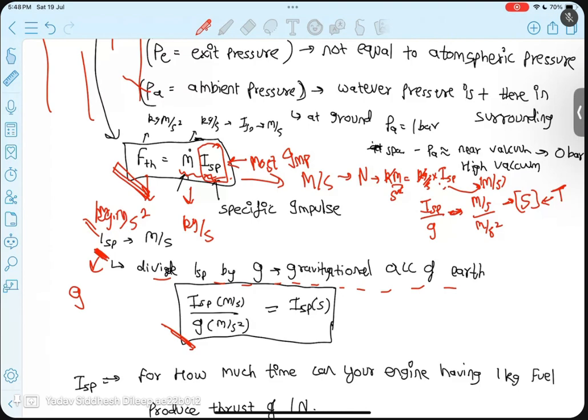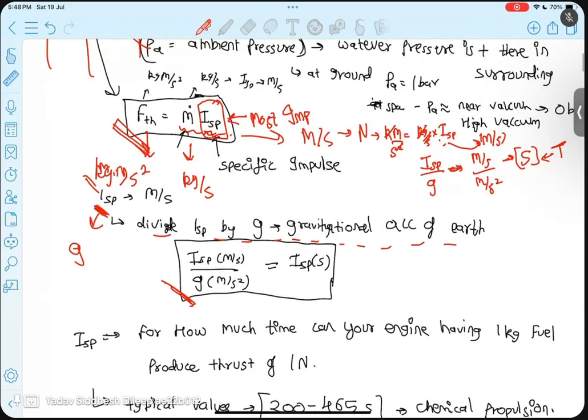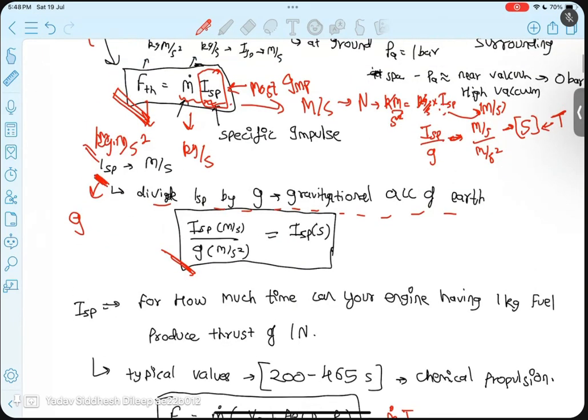That is why Isp is also called the overall exhaust velocity. Note it down because it's not written in my notes. Isp is also called the overall exhaust velocity. If you read NASA SV 125, there you will get it. By the way, it's a documentation, NASA SV 125.